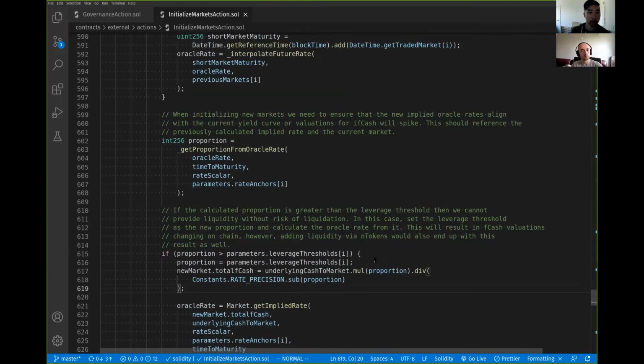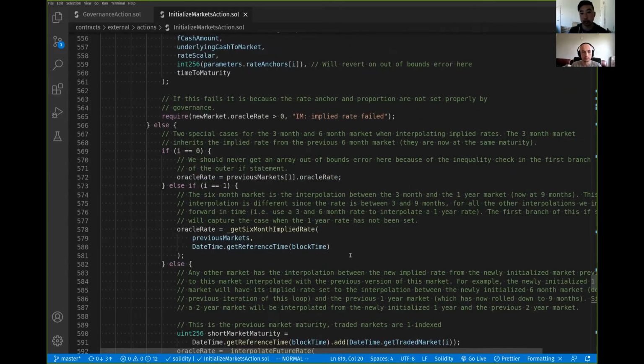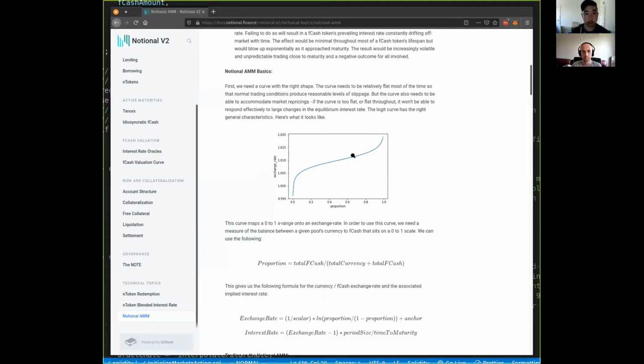Okay, so why don't we just say that? I'll just say the rate anchor is used by governors to, so it might be helpful here to have this image, to basically say the governors can use the rate anchor to try to get you in the flat part of the curve, right? That's essentially it.